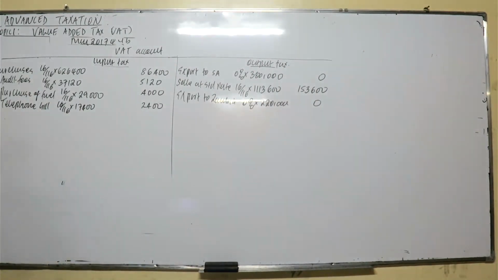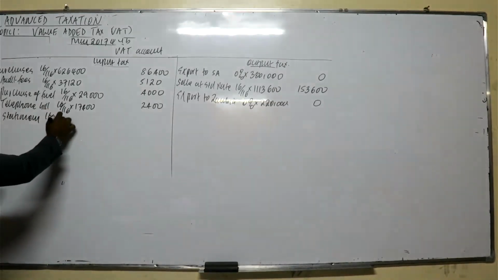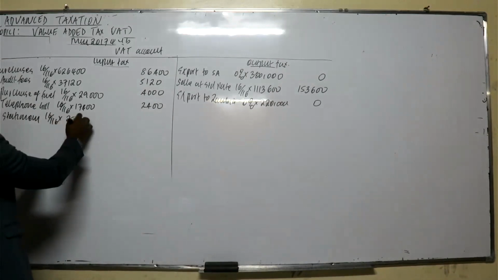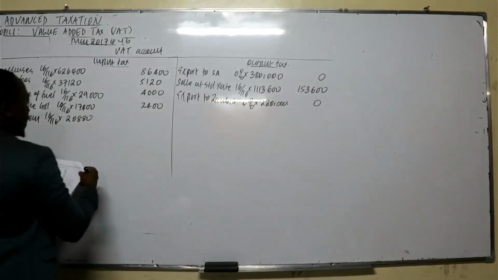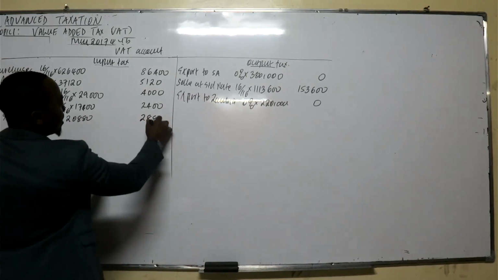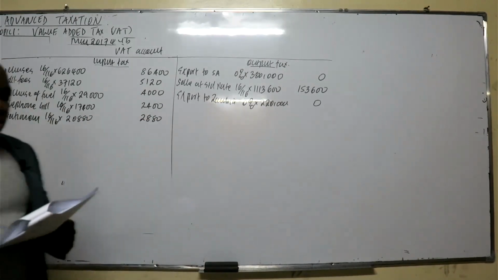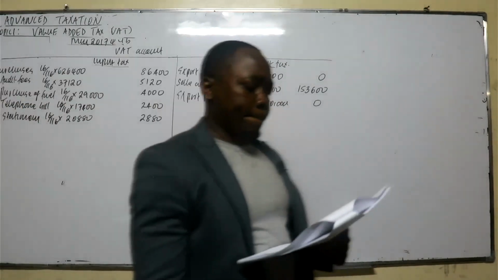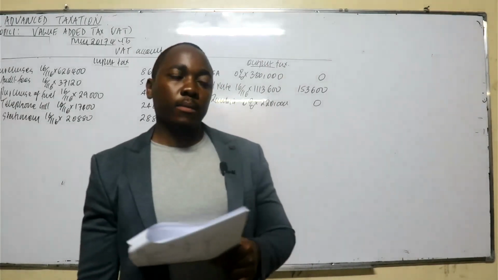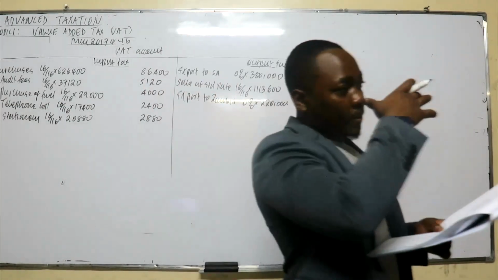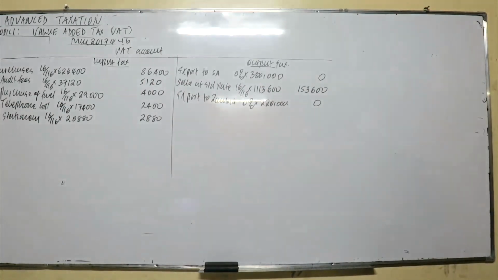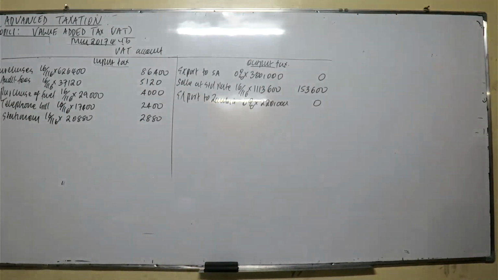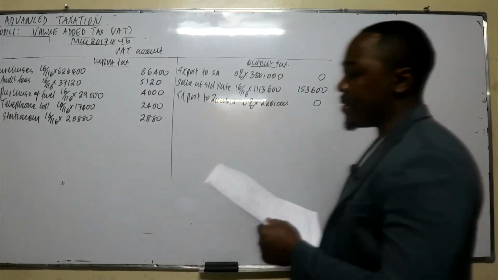Then we have purchase of stationery. That's 16 over 116 of 2,880. Cost of assigning a date for consideration. Sometimes having a debt agreement, there is no value added on that. Are you together? So in that case, it will not be vatable.